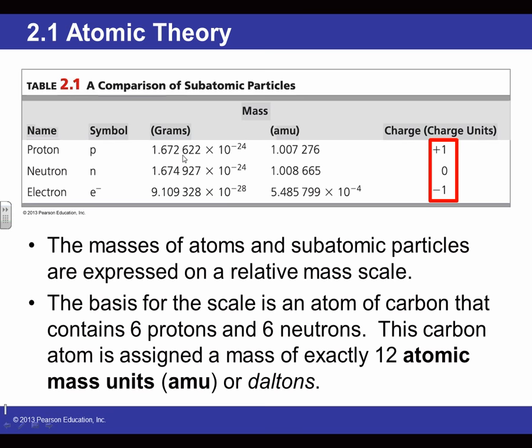And they usually represent the mass of atoms and subatomic particles using a relative mass scale. Basically, you count the number of protons, and you count the number of neutrons, and you add them up, and you go from there. Now, the basis for the scale is an atom of carbon that contains 6 protons and 6 neutrons. This carbon atom is assigned a mass of exactly 12 atomic mass units, or Daltons.